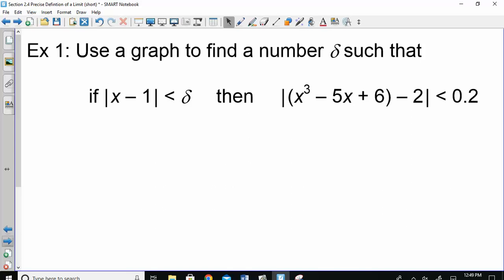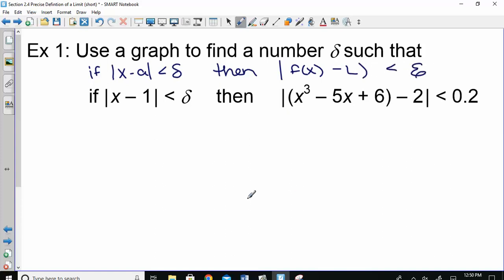All right, let's look at an actual example now. Let's see if we can take a graph. We're not going to actually use a graph to do these, but I kind of want to use that visual for a little bit to understand what's going on. The definition of a limit says if the absolute value of x minus a is less than delta, then the absolute value of f of x minus L is less than epsilon.